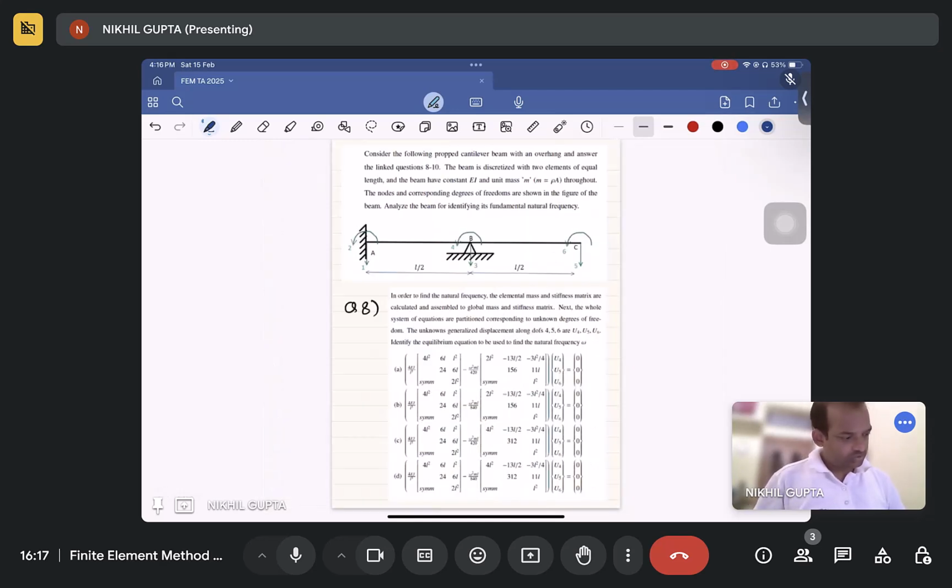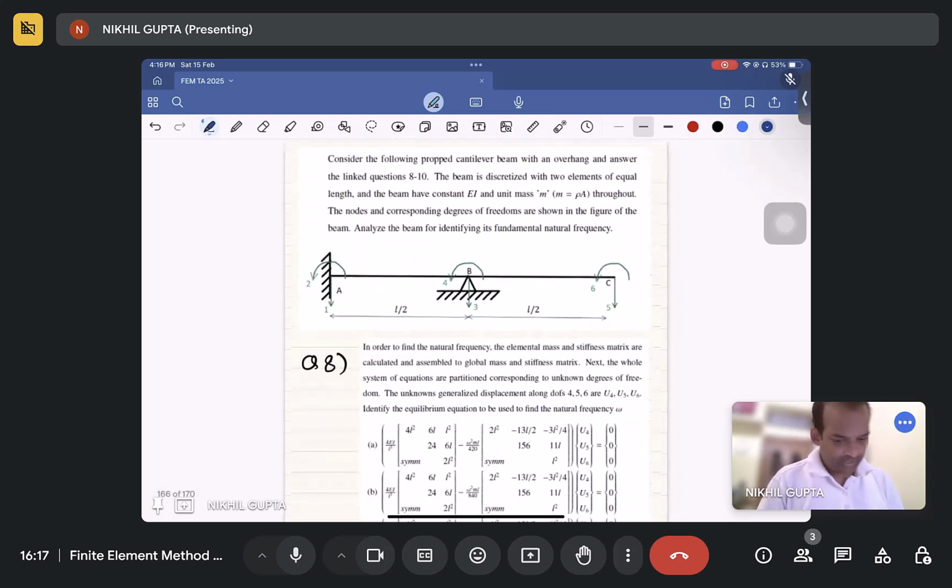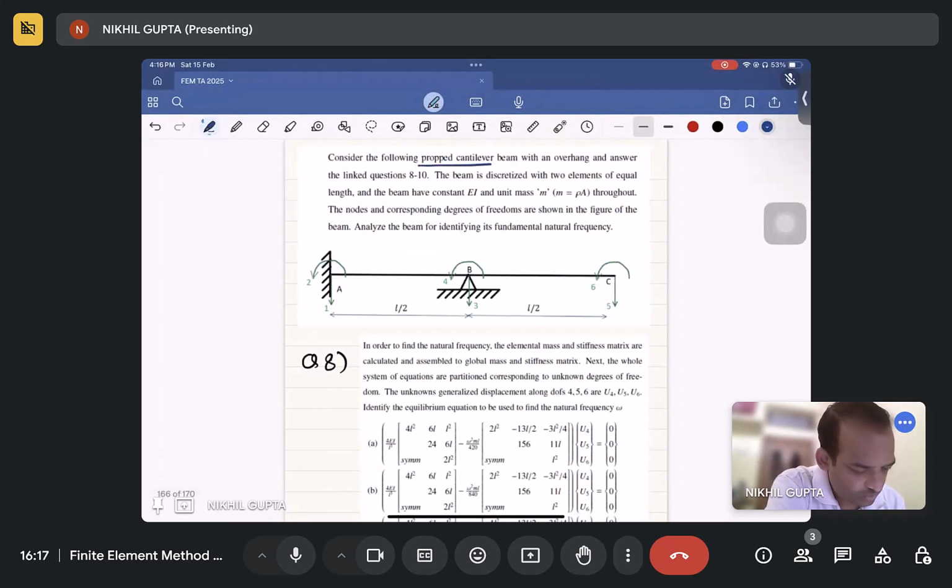Okay, so this is a little bigger problem. We have to read it properly, then start. So what it is saying: consider the following propped cantilever beam with an overhang and answer the linked questions from 8 to 10. Okay, so we have to see that this is a propped cantilever beam.